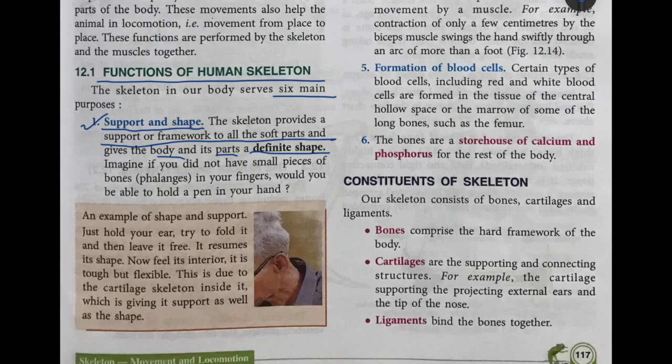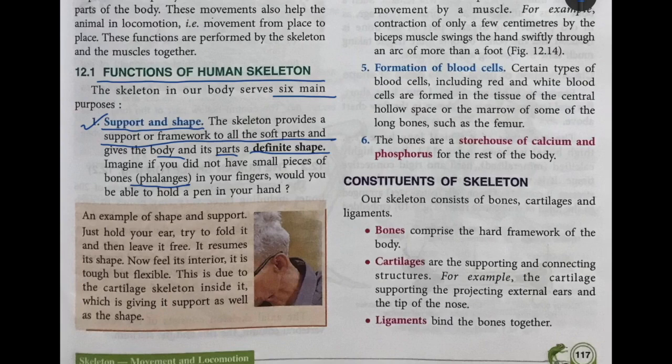Look at your fingers, they are made up of small pieces of bones known as phalanges. Supposing you had a solid bone in each finger, imagine how you would be able to hold a pen in your hand. And look at your ears, hold your ears, fold them, and then leave them free. It comes back to its original shape, doesn't it? Now feel your ears. You can see it is very tough, hard, but it is flexible, meaning you can easily change its shape. But again, when you leave it, it will come back to its original shape.